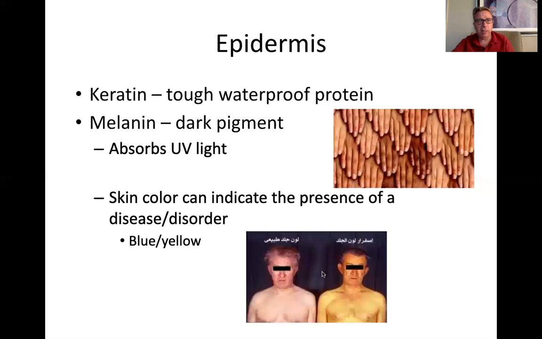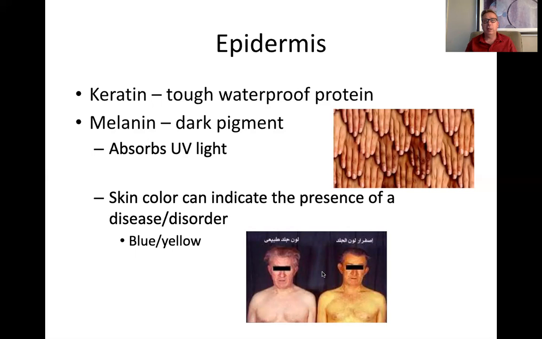I talked about the keratin. Well, I didn't talk about it, but it's the hair and the nails mostly. It's that tough protein, and it's in the epidermis as well. When we talk about the immune system, we're going to talk about how the skin is the first line of defense, and this is part of the reason.